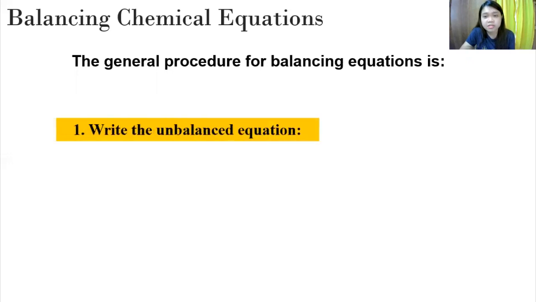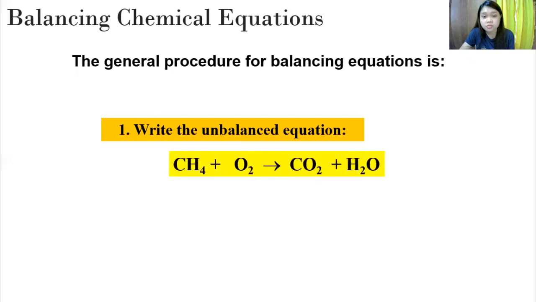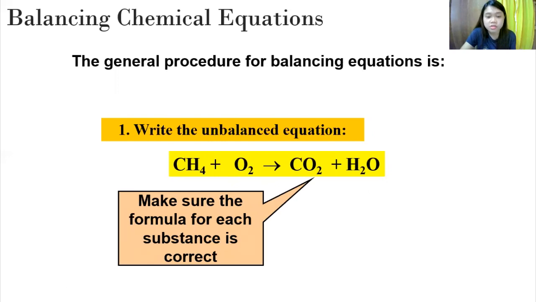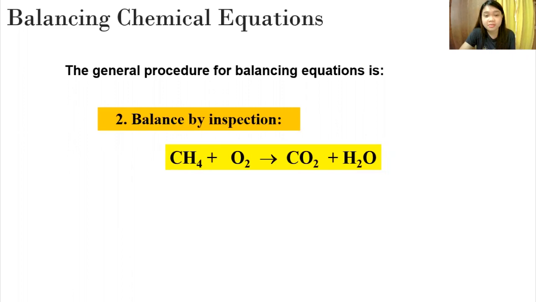The general procedure for balancing an equation is that first, write the unbalanced equation. As our example here, we have a combustion reaction of methane and oxygen. We write that as this chemical equation, because we know that in combustion, the products are always carbon dioxide and water. Then make sure that the formula for each substance is correct. After that, we write the unbalanced chemical equation. We balance this by inspection.